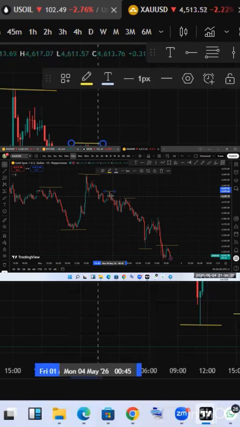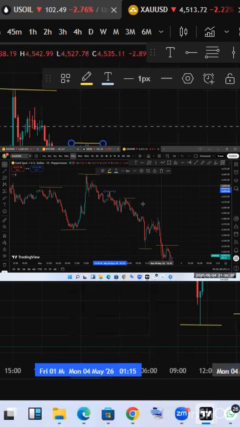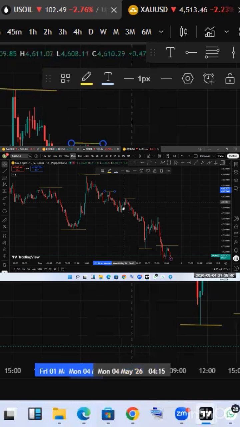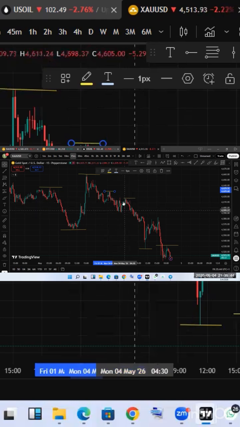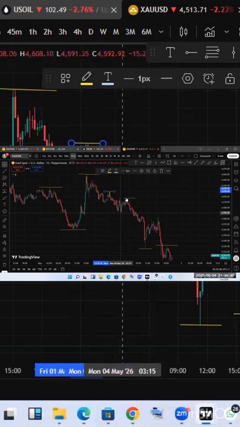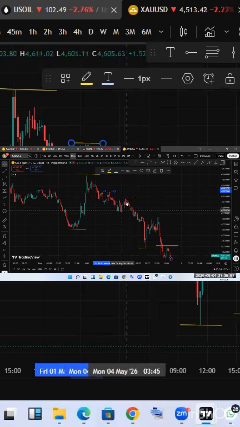So the price fell from this height to this low here. So you don't need to enter from here. You just need to wait. Sometimes it might take you like 1 hour or 2 hours. If I check my chart now, this might take almost 1 hour or 2 hours before it retests this height it broke. So you wait for it to retest.